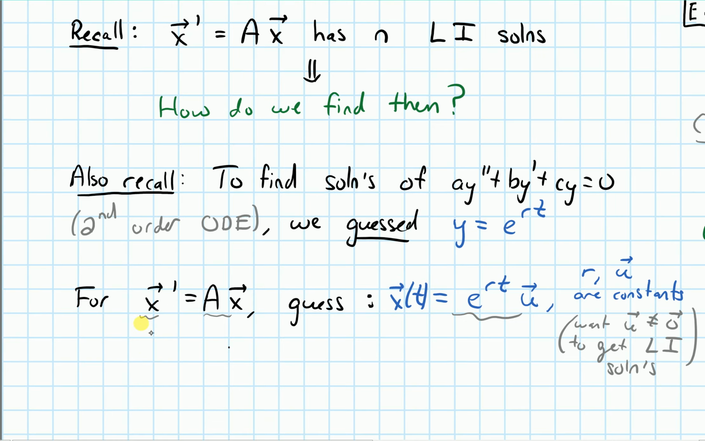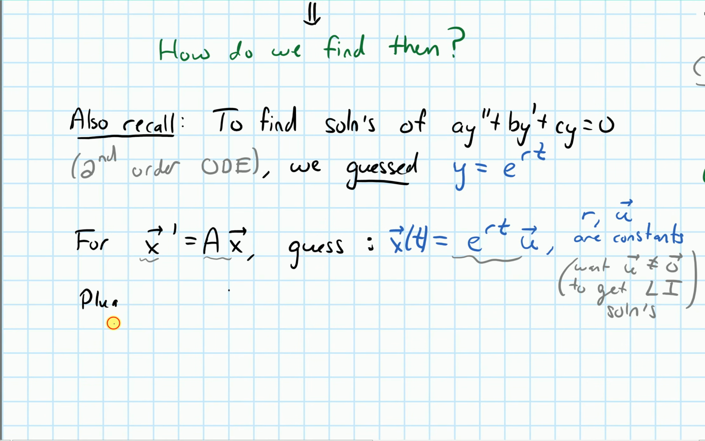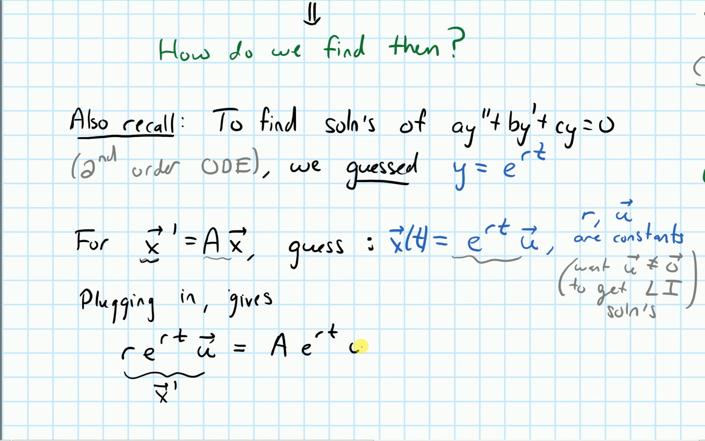Let's go ahead and plug in now. On the left hand side I'll have the derivative of x of t. When I take the derivative of this, the only part that has the variable t in it is the e to the rt part. So I take the derivative of that, which will be r times e to the rt. And then the u is a constant, so that'll stay there. So that's my x prime. And on the other side, I'll have A times the vector x, which is e to the rt times u. So this is A times x.